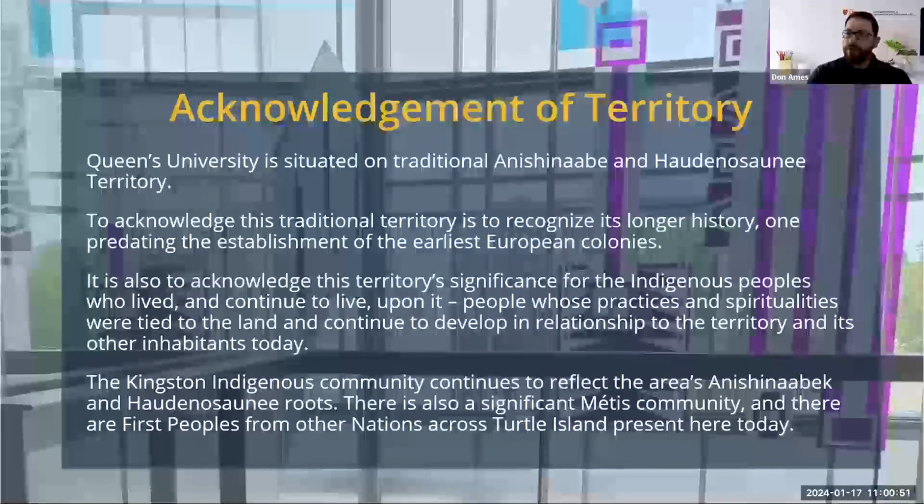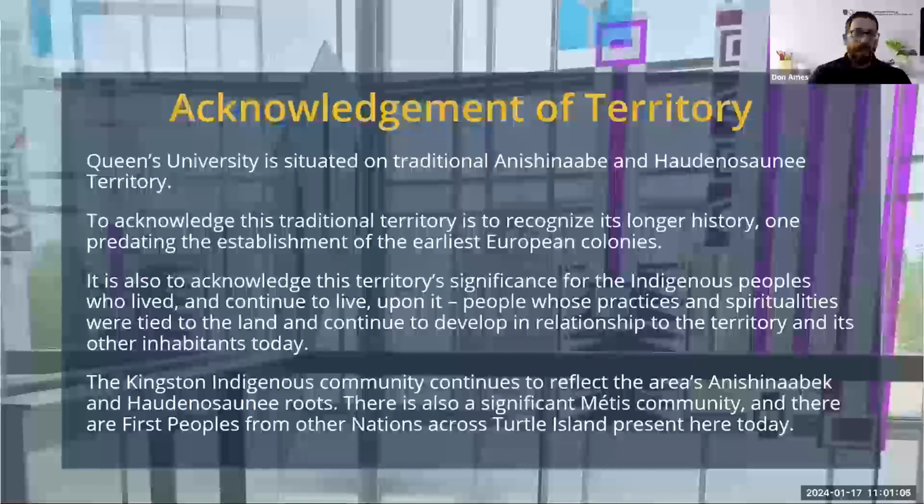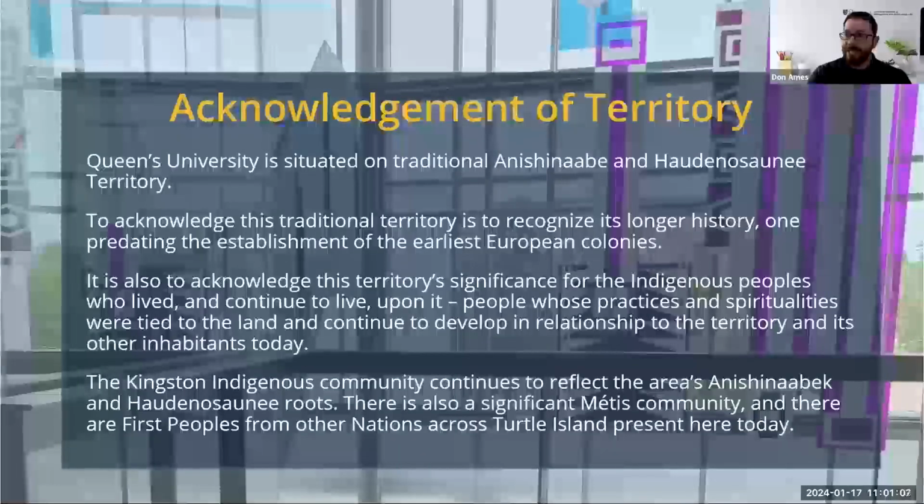Before we begin today, though, I want to begin with our acknowledgement of territory. Queen's University is physically situated on unceded traditional Anishinaabe and Haudenosaunee territory. It is important for us to always acknowledge the unceded territories of the Indigenous peoples who originally inhabited the land. Queen's is physically situated in Kingston, and we are on traditional Anishinaabe and Haudenosaunee territory.